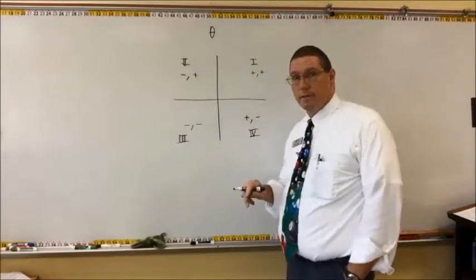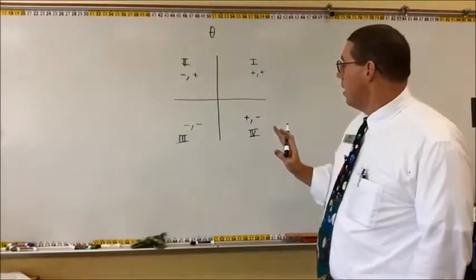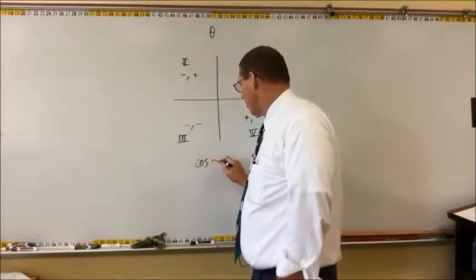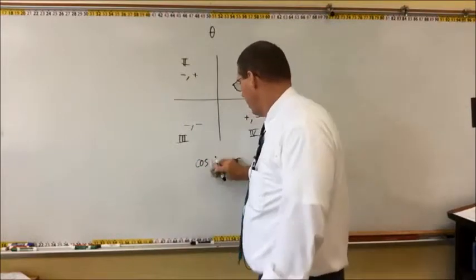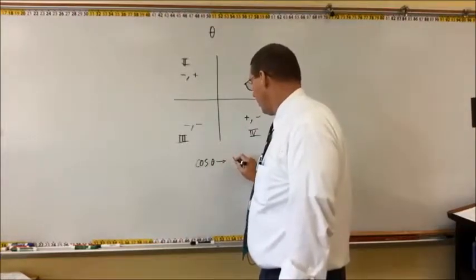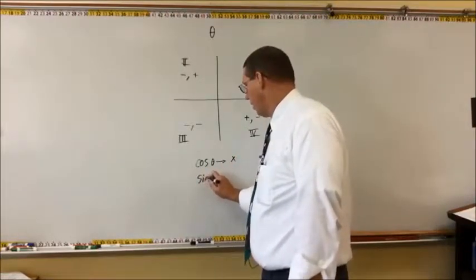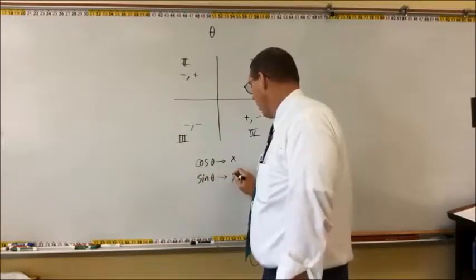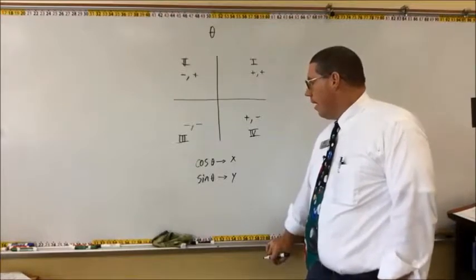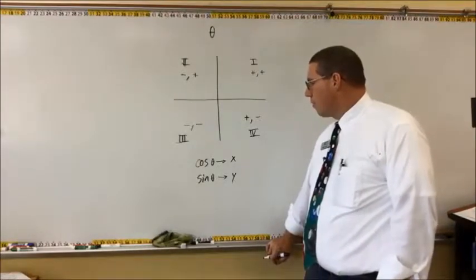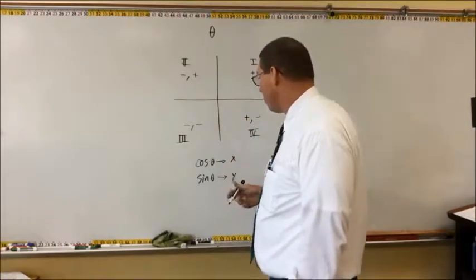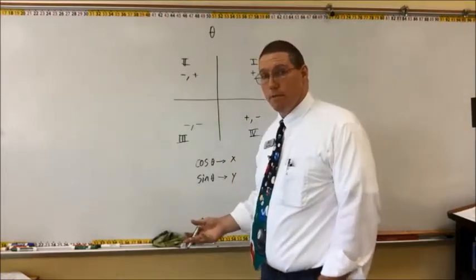So then we combine that with the fact that cosine of theta is basically the x coordinate and sine of theta is the y coordinate. So now we can try and understand whether an angle is in the first quadrant, second quadrant, third quadrant, or fourth quadrant given some information.